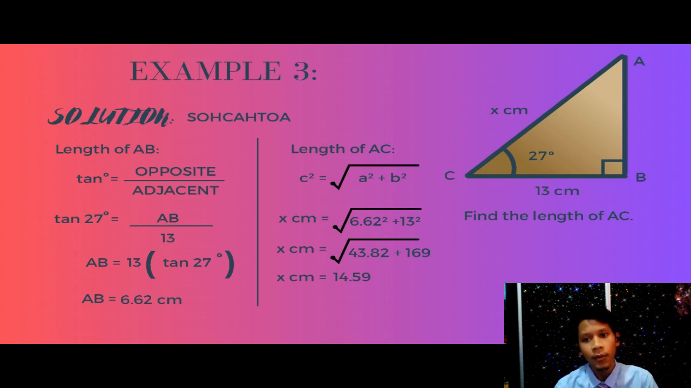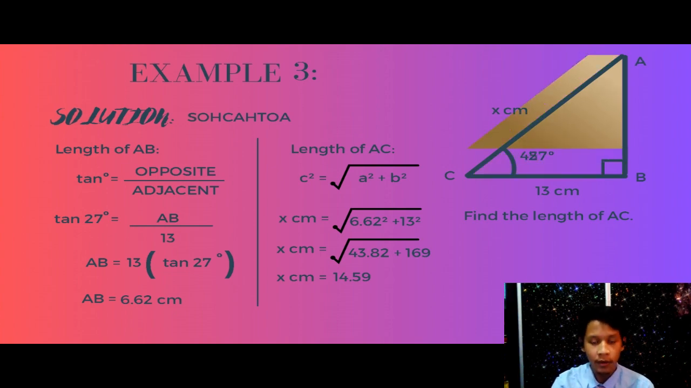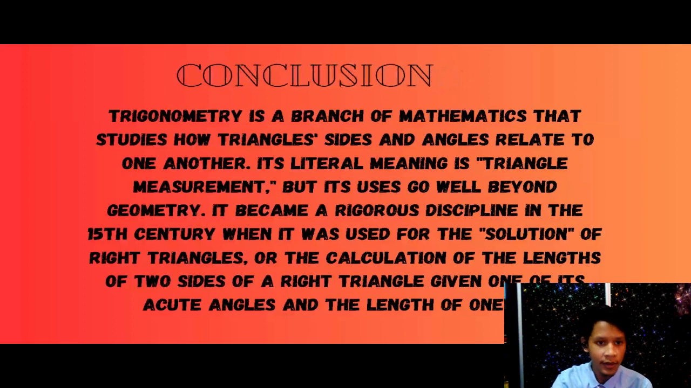The length, now we want to find the length of x. We can use the hypotenuse because we already know the length of AB, and from the hypotenuse, c squared equals a squared plus b squared, and x equals the square root of 6.62 squared plus 13 squared. We can use a calculator, and we can find that x equals 14.59 cm. Now, that's all for the examples.